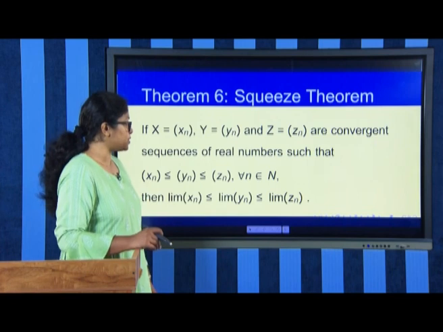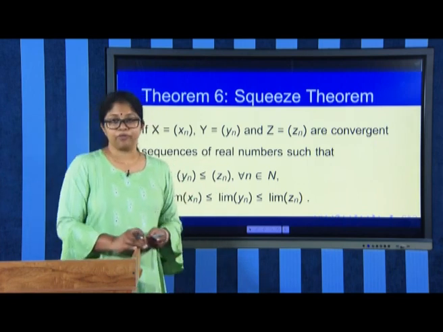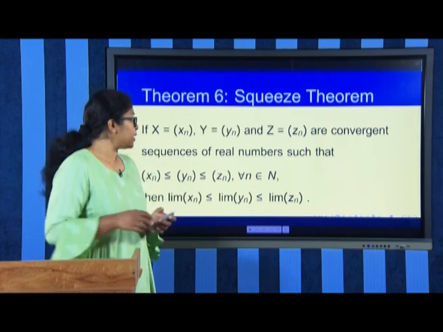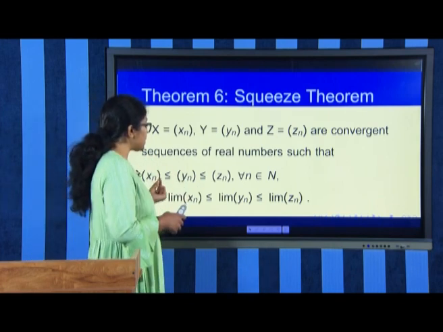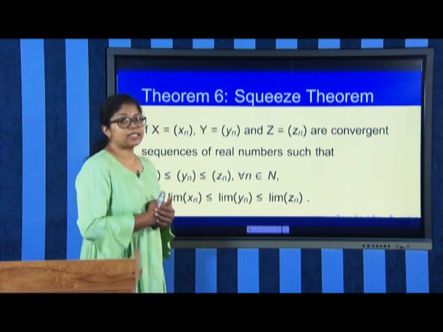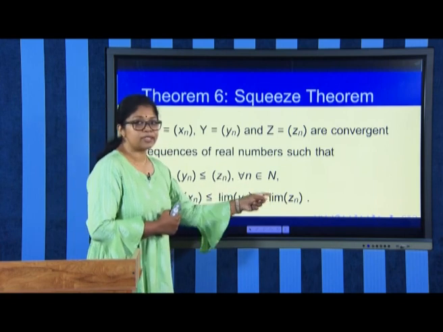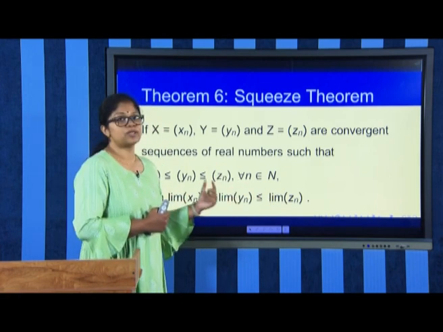The proof of this squeeze theorem follows from the definition and also from the given result that xn less than or equal to yn less than or equal to zn, and we can see that if the left hand limit and the right hand limit are the same, then the middle limit is also equal to the same thing.